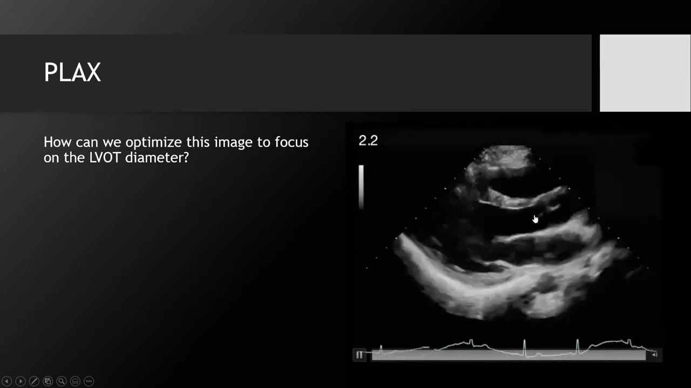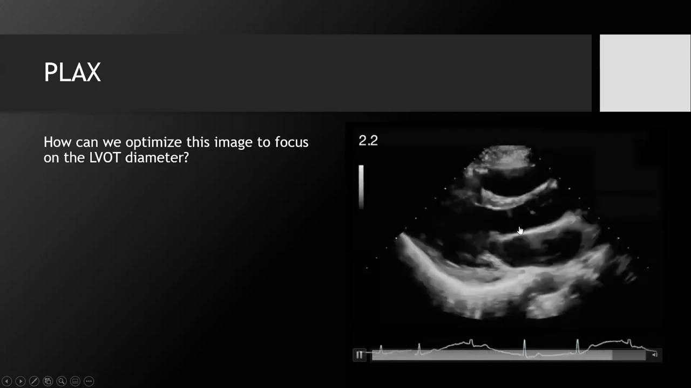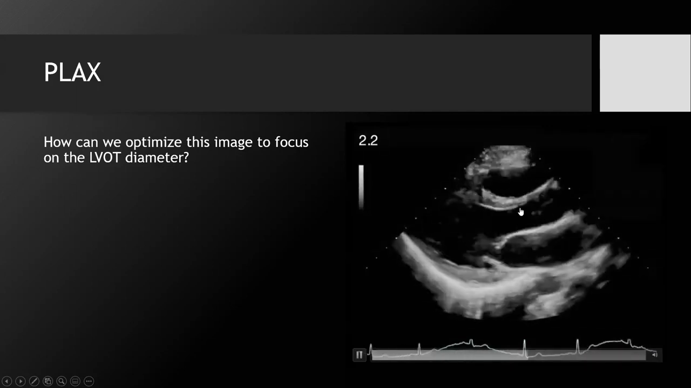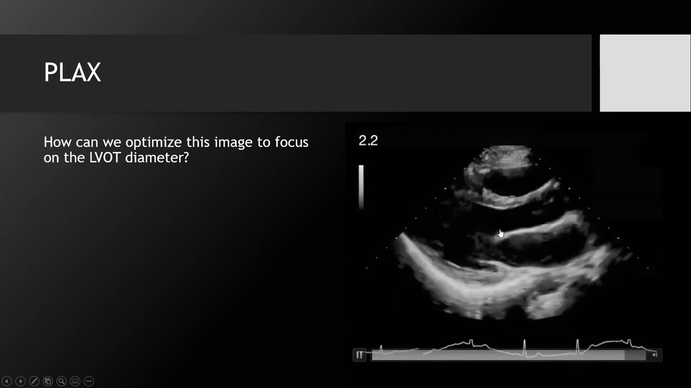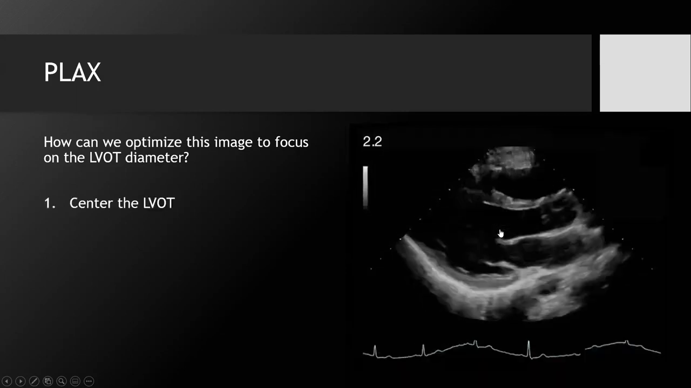But if you just wanted to focus here and get this measurement right here, this LVOT diameter, there are some things we can do to optimize this clip. So if you're in your parasternal long axis, the first thing you could do is center the LVOT. Right here, it's on the side. You can move it to the center because your resolution on an echo is always going to be better on that straight axial plane. So that's one thing you can first try to do.